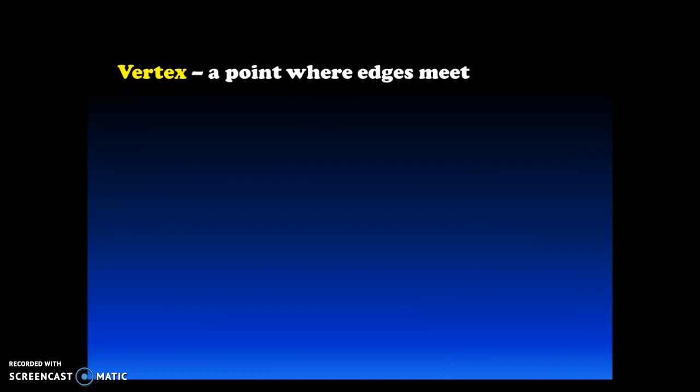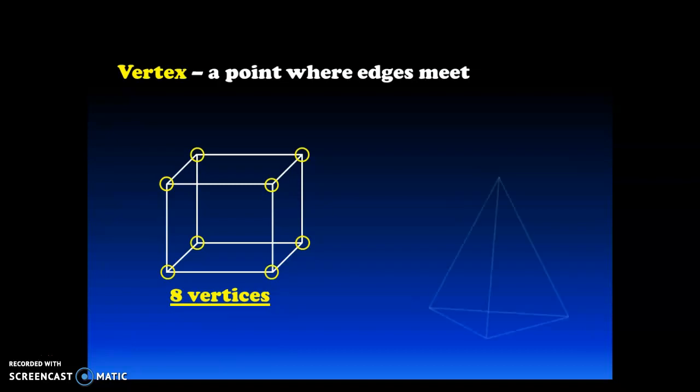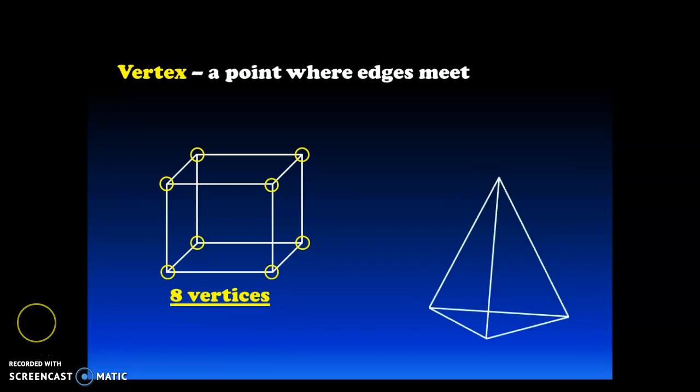A vertex is a point where edges meet. So this is the vertex. So this cube has a total of 8 vertices. For this pyramid, how many vertices do you think it has? This pyramid has 4 vertices.